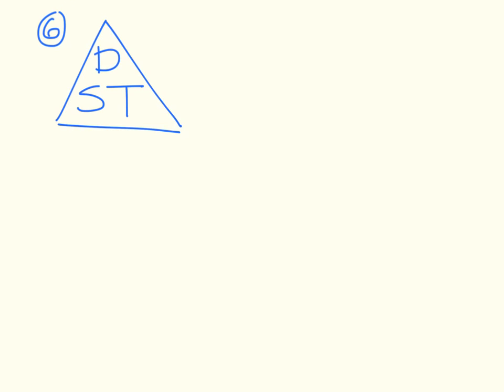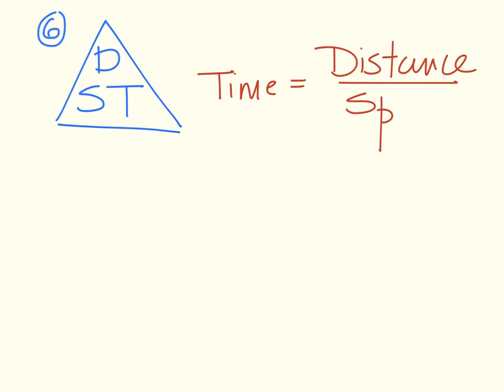Question 6, here's a triangle for distance, speed and time. The question is asking us how long, so it's a time question. So the formula we're going to use is time is distance divided by speed. So put your numbers from your question into that formula and you should be able to get your answer.